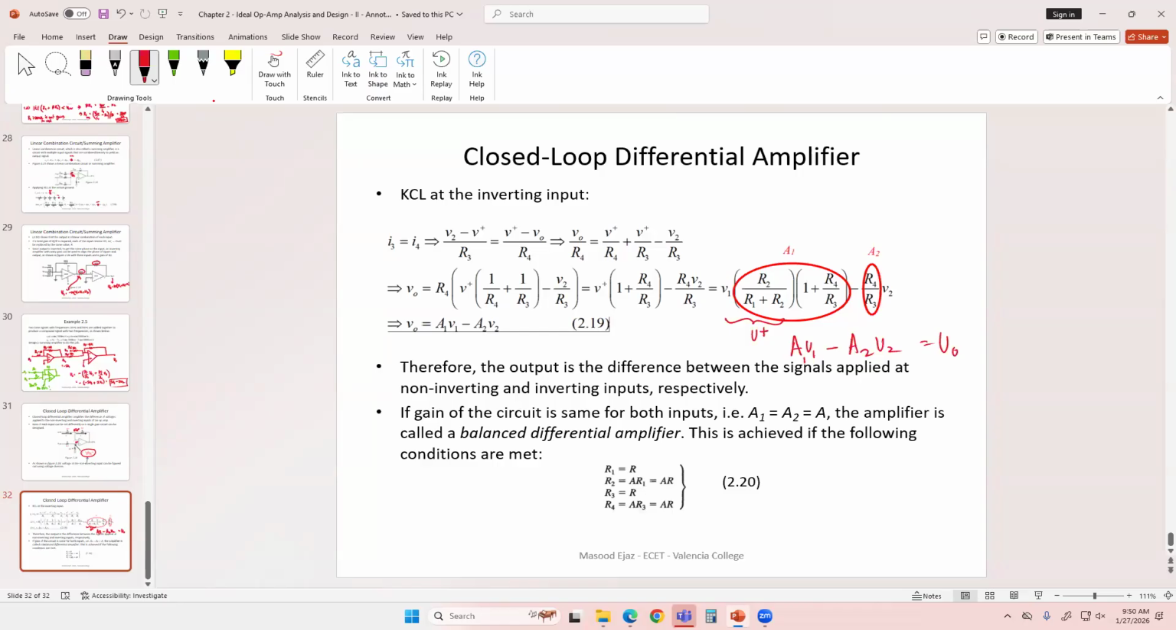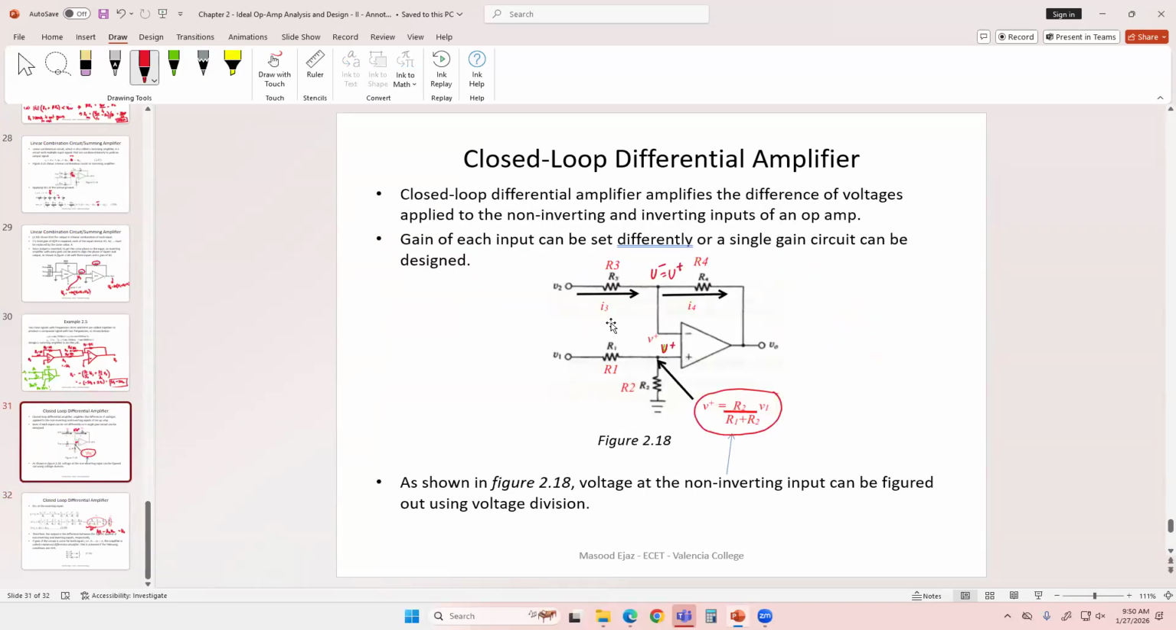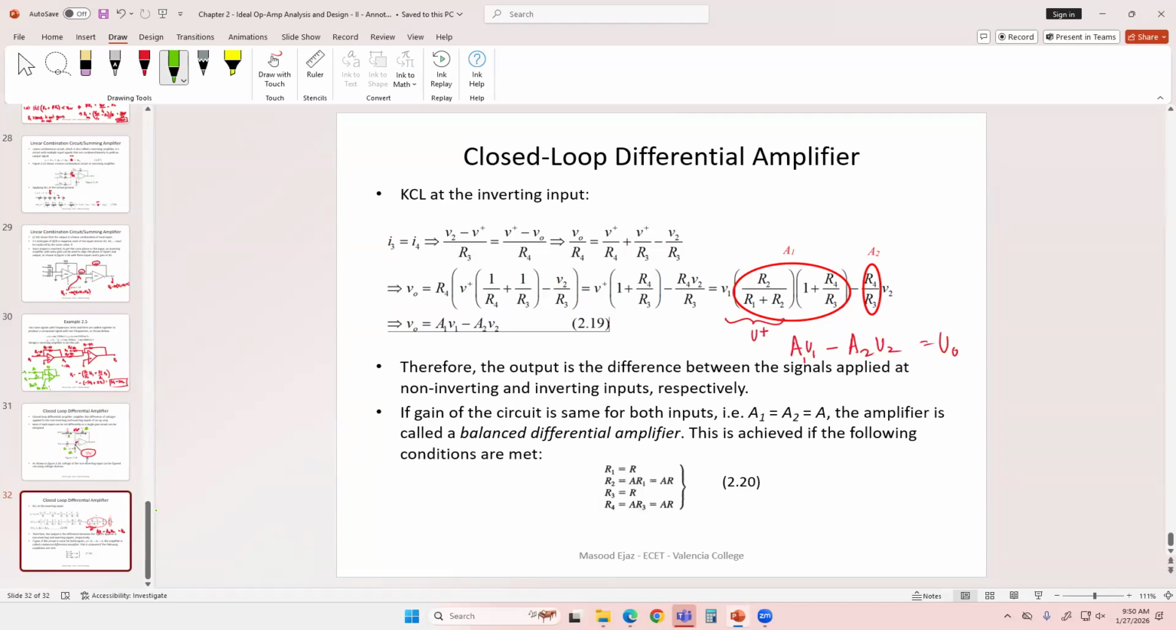There are 4 resistors in the circuit. If R1 and R3 are set to value R, and R2 and R4 are set to value A times R, then once you go ahead and plug these in this equation, you are going to get A1 and A2 to be the same value, which we can consider as the gain A. Therefore, the output will be equal to A times V1 minus V2.